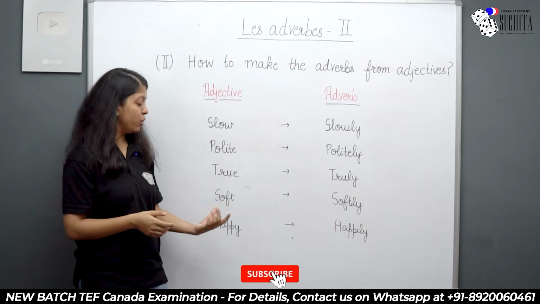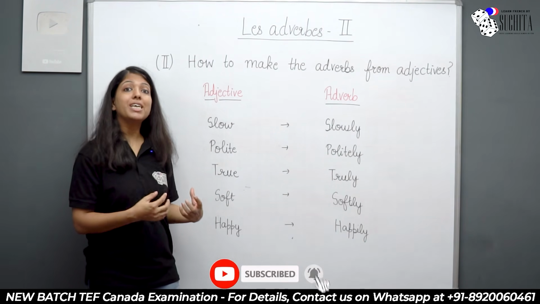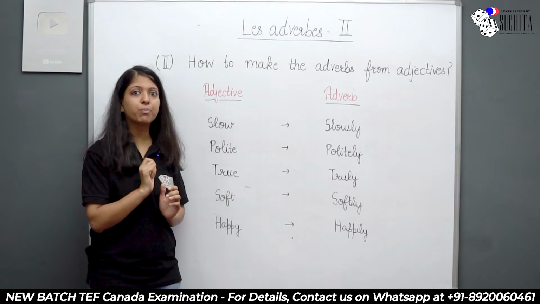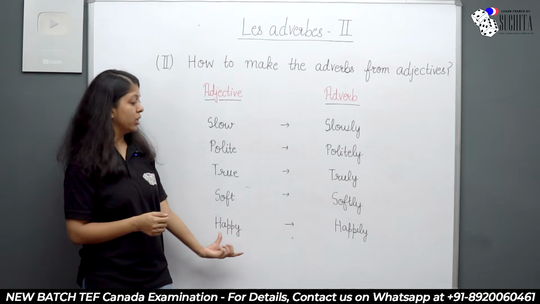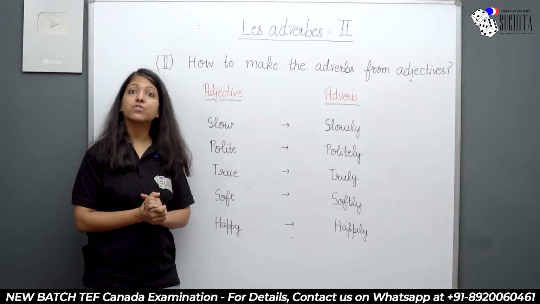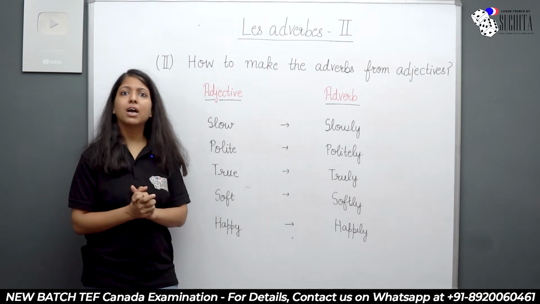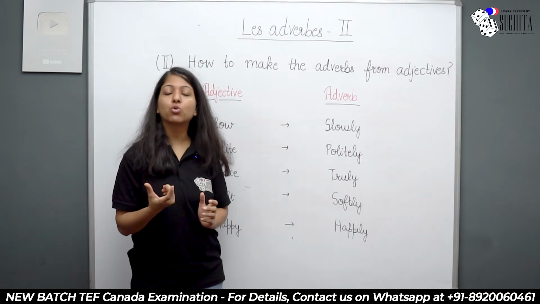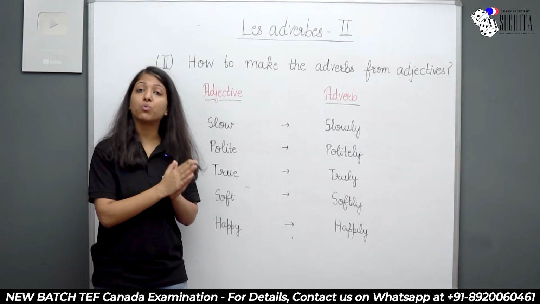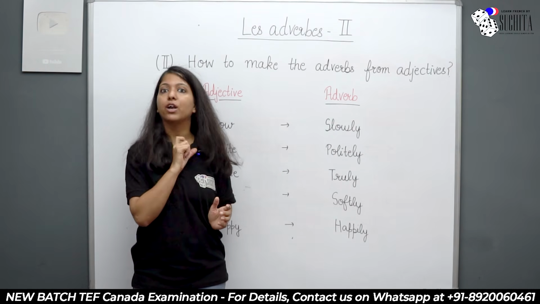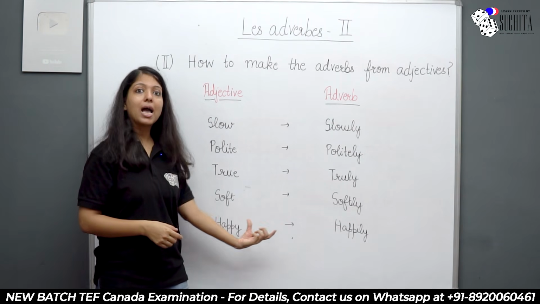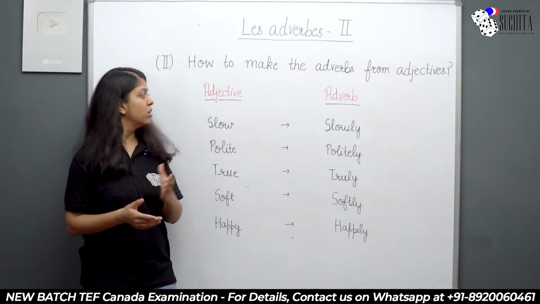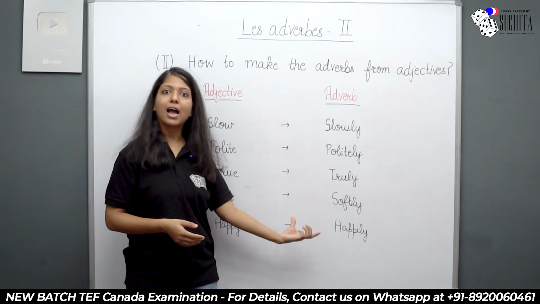Similarly, the next example: she is happy. Happy is telling me the quality of she, which is a pronoun, so that's an adjective. Now I cannot say she lives happy. I'll have to say she lives happily, because happily is telling me the quality of lives, and lives is a verb. So therefore I will need an adverb over there. She is happy, but she lives happily. So these are adjectives and these are adverbs.